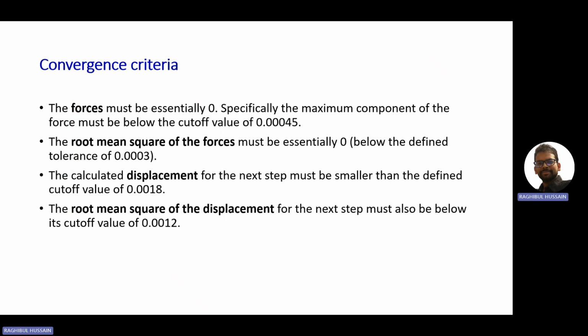These are the 4 criteria Gaussian uses to stop a calculation. At the end you will get a quote in the Gaussian log file. That quote will come only when the job finally terminates normally and these 4 conditions are met. Forces must be essentially 0. Specifically, the maximum component of the force must be below the cutoff of this value. The root mean square of the forces should be 0 or below the defined tolerance of this value. The calculated displacement of the next step must be smaller than the defined cutoff value, and likewise the root mean square displacement. So you have the maximum force, root mean square force, maximum displacement and root mean square displacement. All these 4 should be within the convergence criteria. Then there is a normal termination in the Gaussian program.